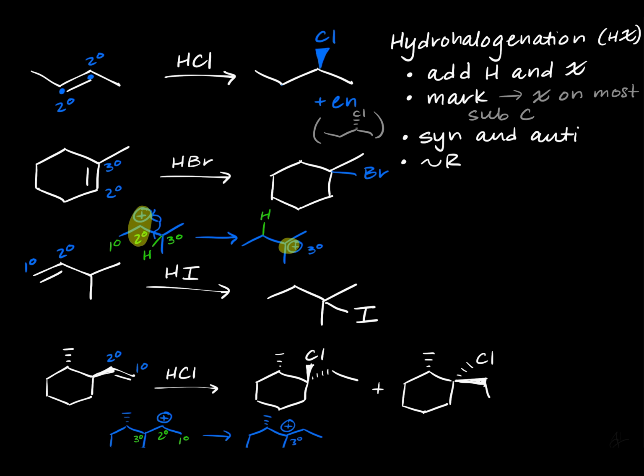And this here is how you can do hydrohalogenation. Notice that the syn and anti, it does matter. This matters when we end up forming multiple chiral centers, and we'll see an example of this very shortly.